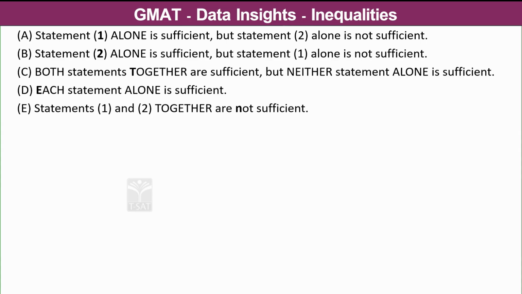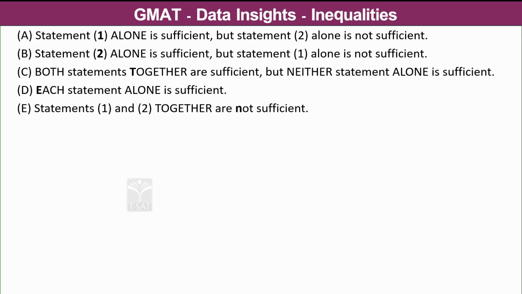Answer option A says statement 1 alone is sufficient, but statement 2 alone is not sufficient to answer the question. Answer option B is when statement 2 alone is sufficient, but statement 1 alone is not sufficient to answer the question. Option C is when both statements together are sufficient, but neither statement alone is sufficient. Answer option D is each statement alone is sufficient to answer the question. And answer option E is when statements 1 and 2 together are also not sufficient to answer the question.